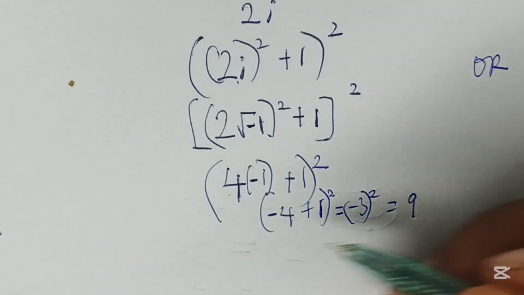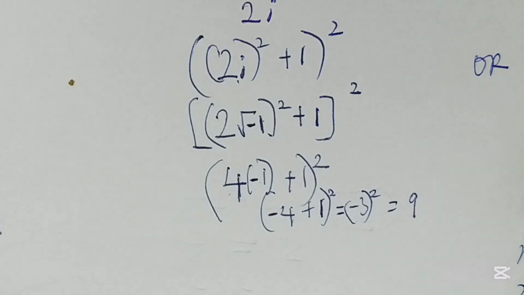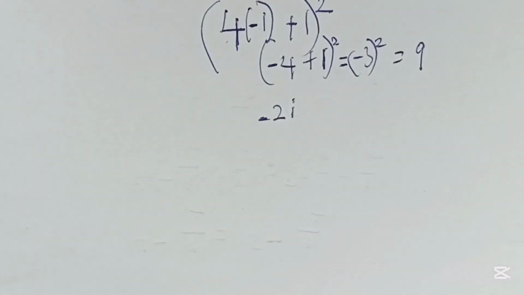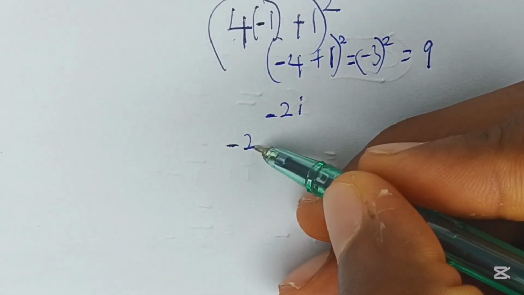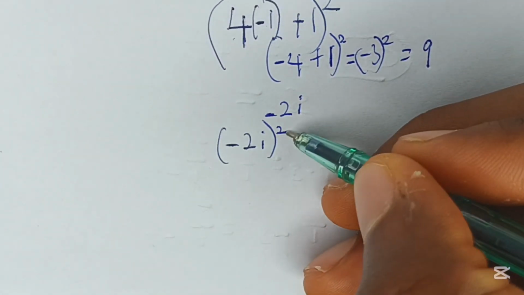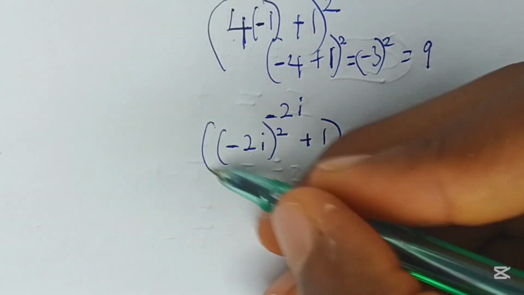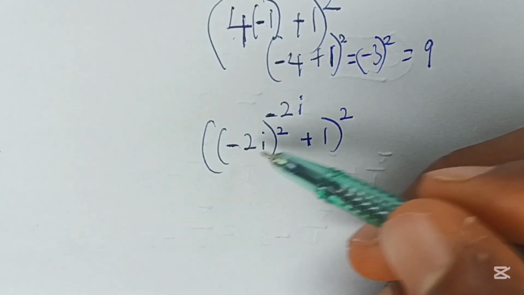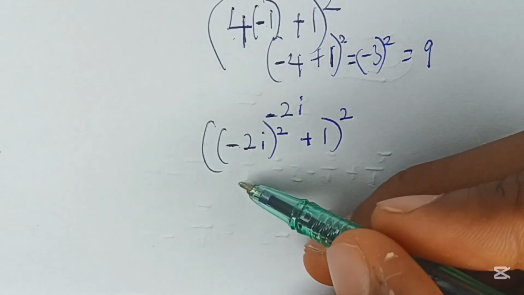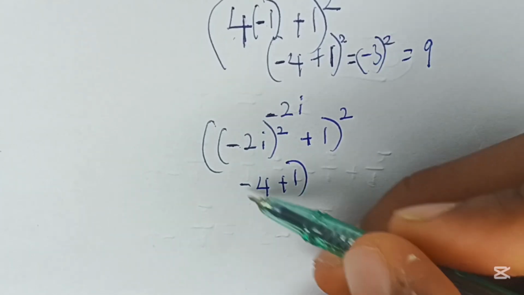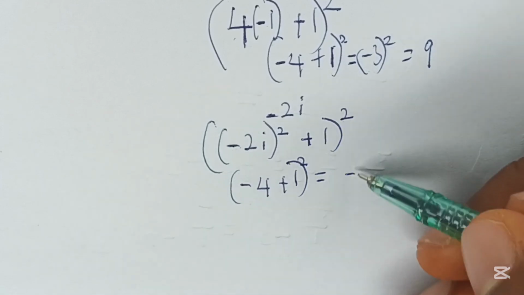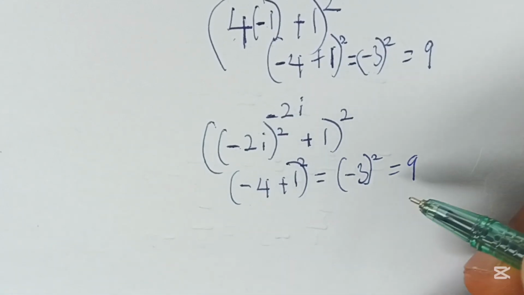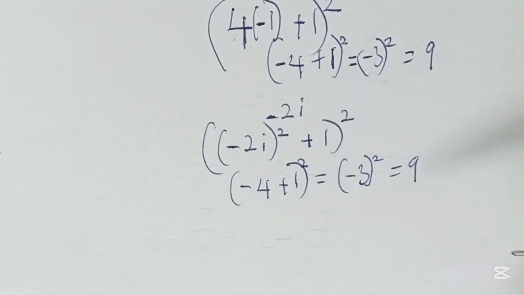Okay, now we have the last answer, which is minus 2i. We do the same thing here. So we have ((minus 2i) all squared plus 1) all squared. The square of minus 2 is already positive 4. This will give us negative 1. So we have (minus 4 plus 1) all squared to be equal to (minus 3) squared, which is equal to 9. Okay, so hence all our answers are correct.